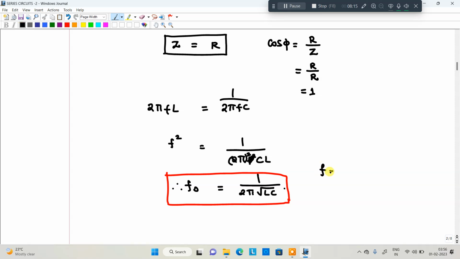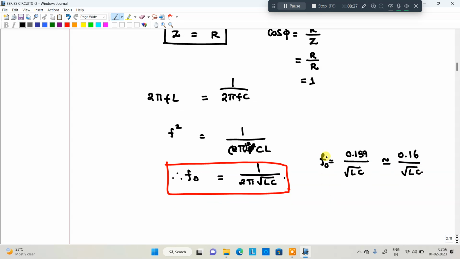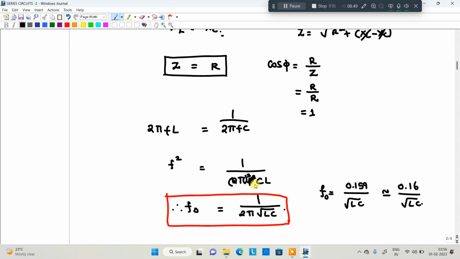Now, the resonance frequency formula can be further simplified: 1 by 2 pi is nothing but 0.159 divided by root LC, which is also approximately 0.16 by root LC. Maybe in the examination this particular formula is mentioned directly, so don't waste calculating time on the value of 1 by 2 pi, 0.159 or 0.16. It is provided directly. So this is about resonance in the RLC series circuit.